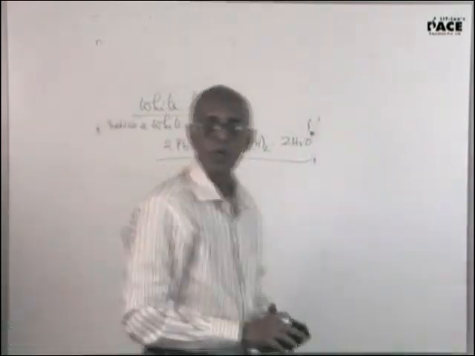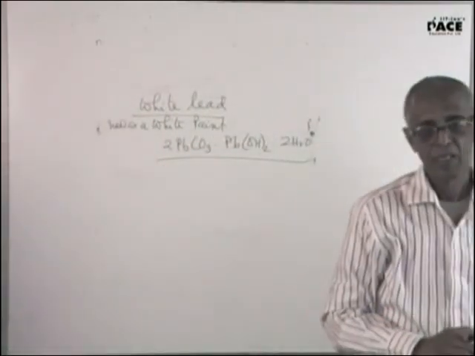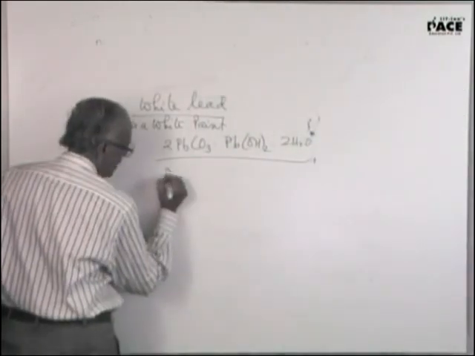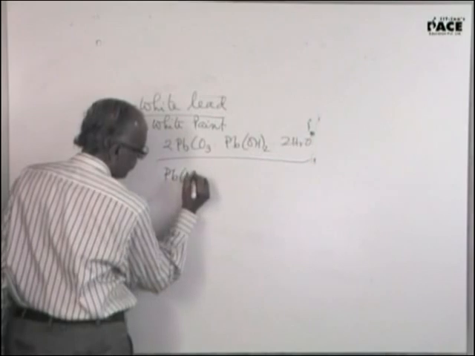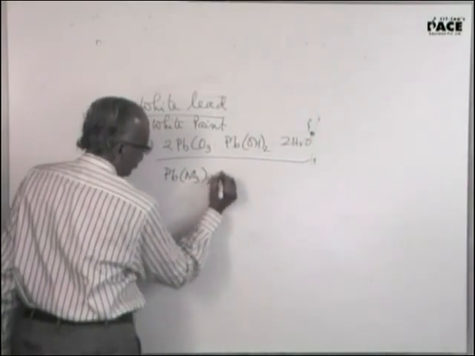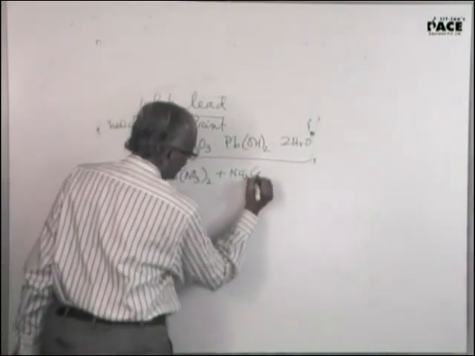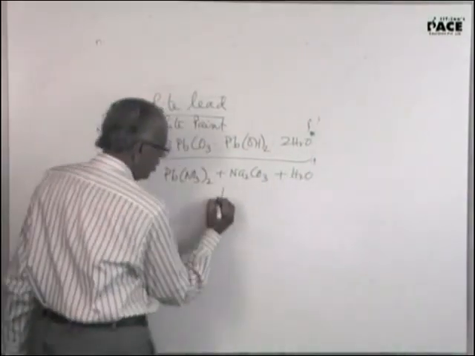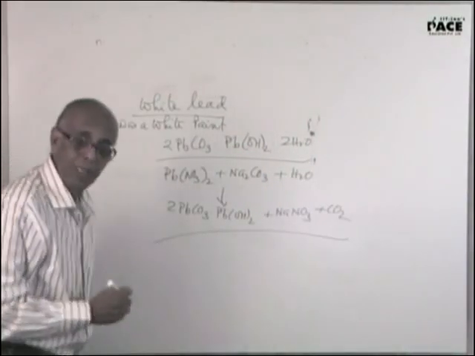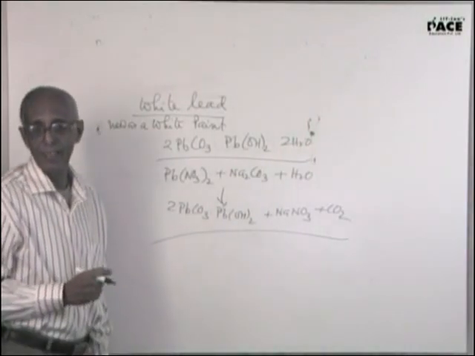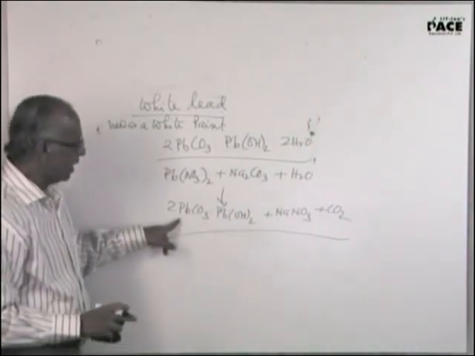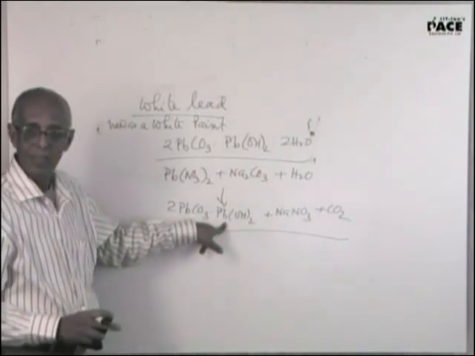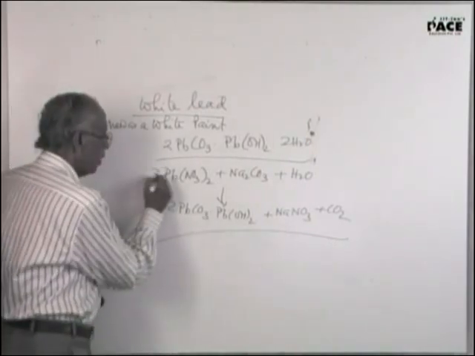This is called white lead. This can be prepared from lead nitrate on reaction with sodium carbonate plus water. So how many moles of lead nitrate do I require? How many lead atoms are there? 2 plus 1, 3? So I need 3 moles of lead nitrate.